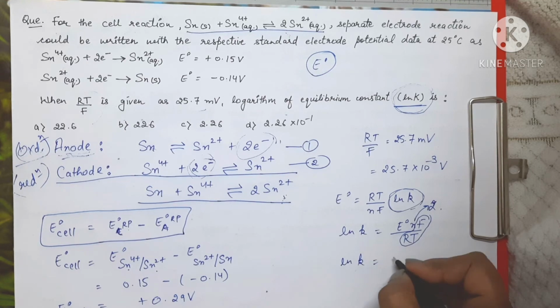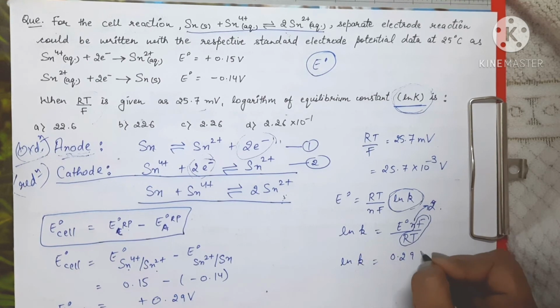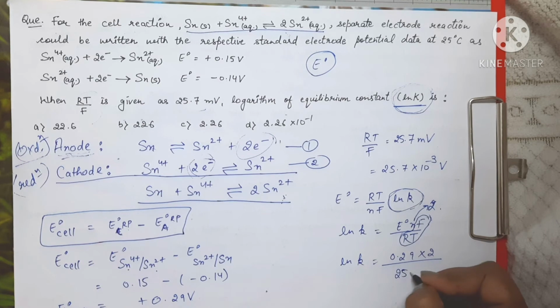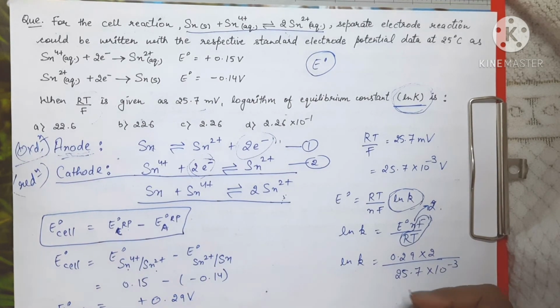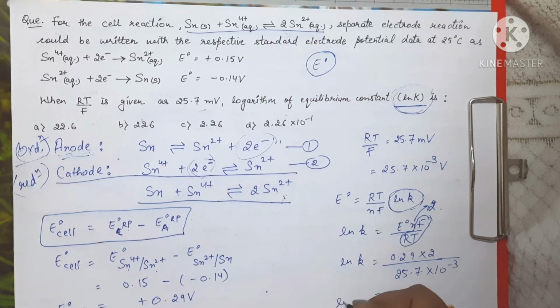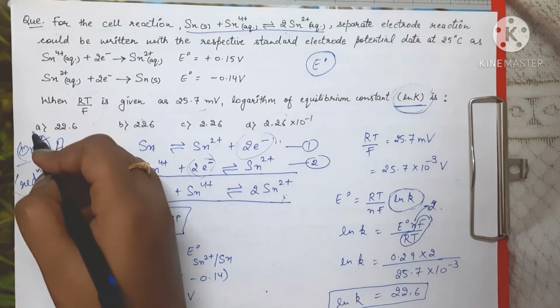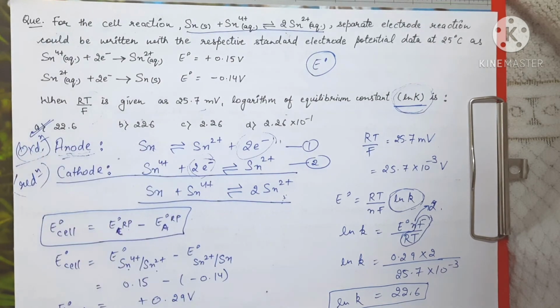ln k will be equal to E naught 0.29 multiplied by N divided by the value of RT by F, that is 25.7 into 10 raised to power minus 3. On solving you will get the value of ln k equal to 22.6. So the correct option will be option A. So this is about this question.